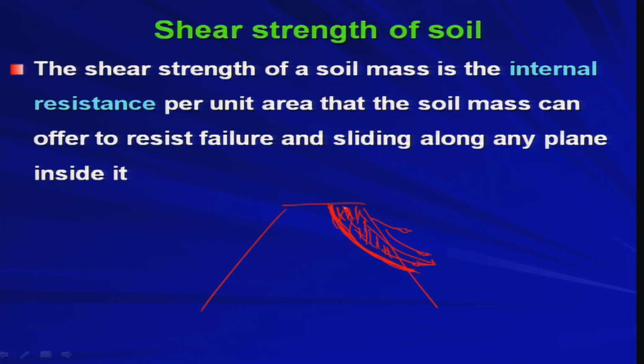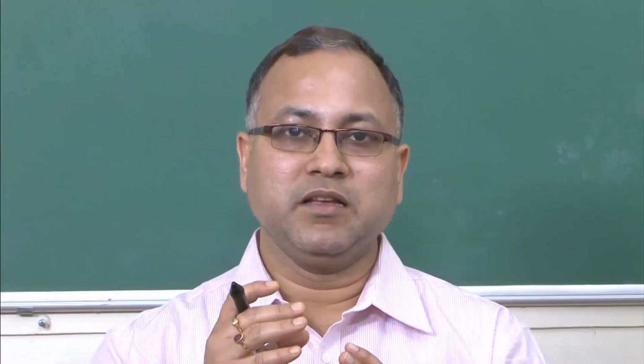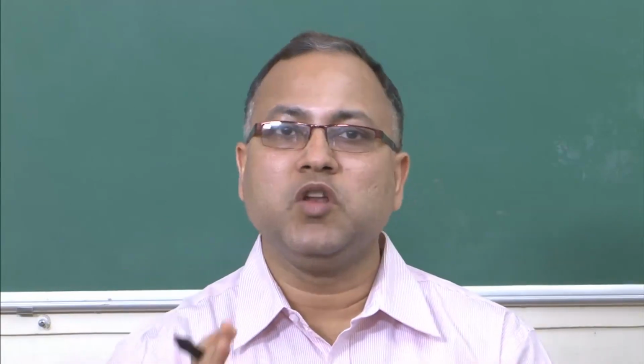So when this wedge tries to flow in this direction, your resistance will be acting in the opposite direction. If this is the direction of action, the direction of reaction or resistance will be just the opposite. It will try to resist the failure and sliding along any plane. Along this plane, as I showed you, it will try to resist the sliding. Until you are within the limit of the soil strength, this sliding or failure will not happen.